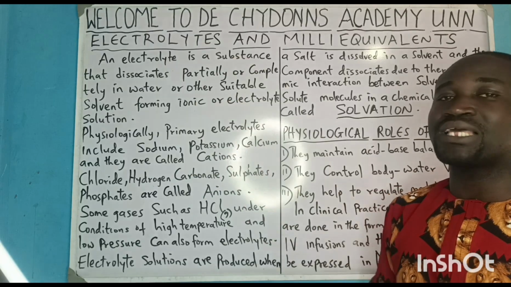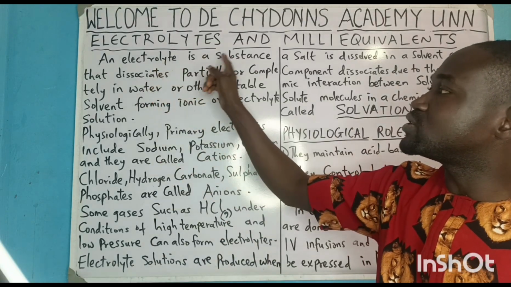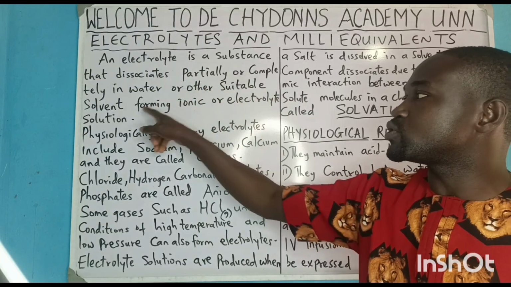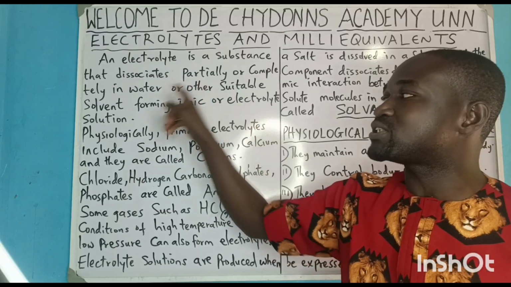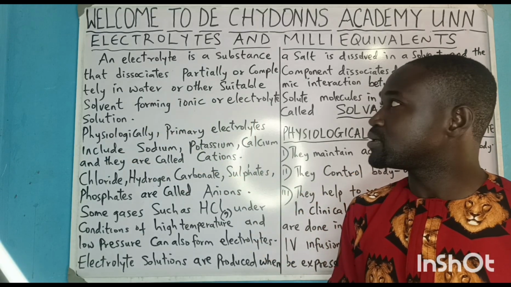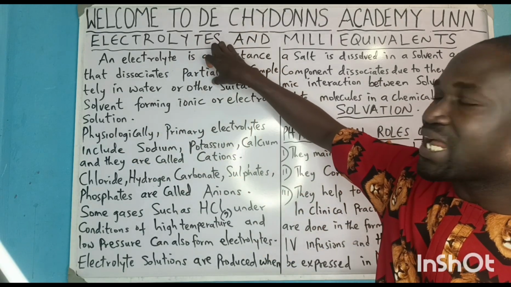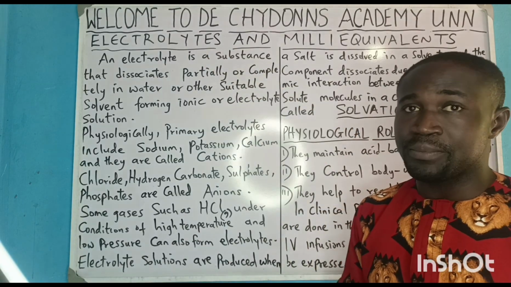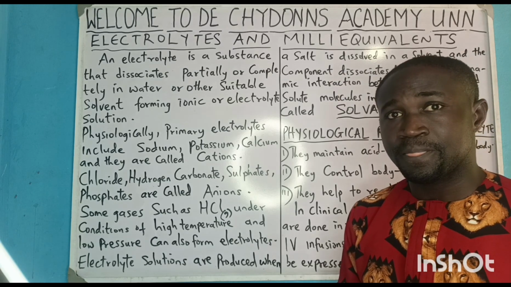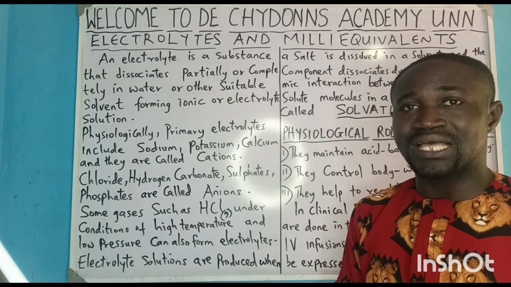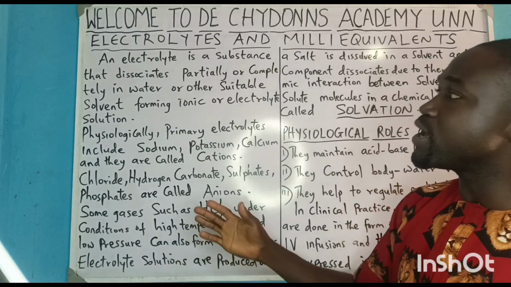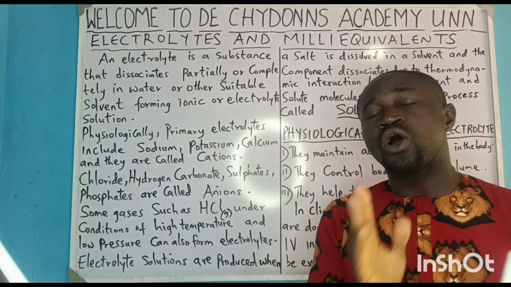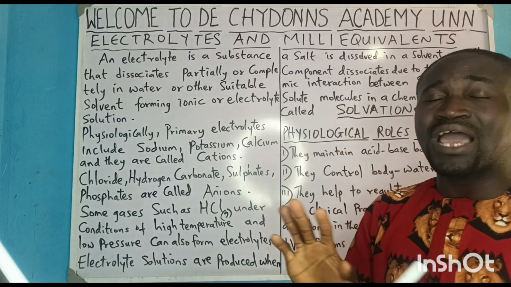Let's start with electrolytes. An electrolyte is a substance that dissociates partially or completely in water or in other suitable solvent, forming ionic or electrolyte solution. Whenever a substance dissociates partially in water, we call it weak electrolytes, such as weak acids, weak bases. Example: lactic acid, ethanoic acid, ammonium hydroxide. They are weak electrolytes because they dissociate partially in water, producing unionized product of it and ionized product of it.